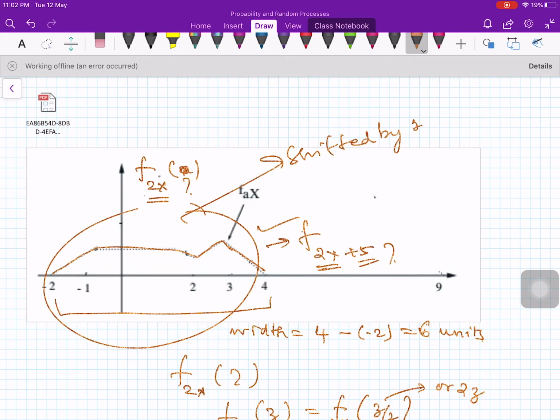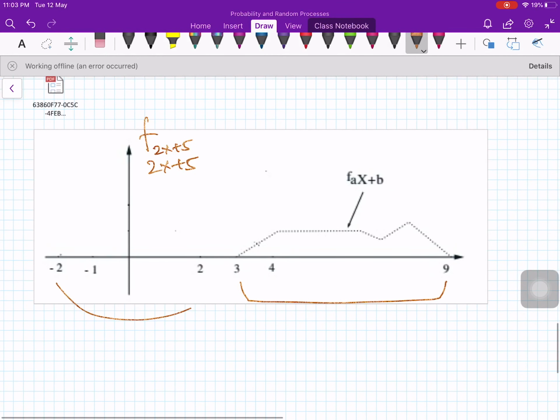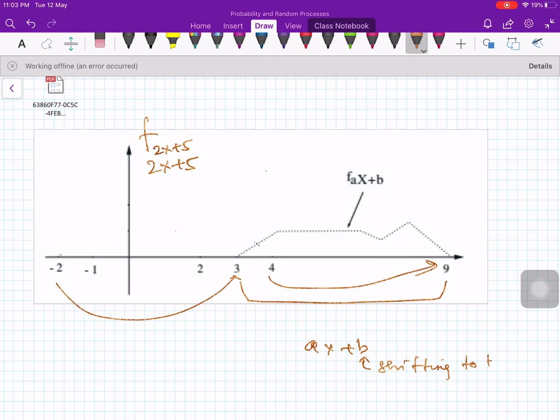Shifted by 5 units to the right. Right. So here it is shifted to the right. So -2 becomes 3 and 4 becomes 9. That's all. Now shifting to the right by b, where ax plus b, and this b indicates shifting to the right or left, and this a indicates stretching or compressing.